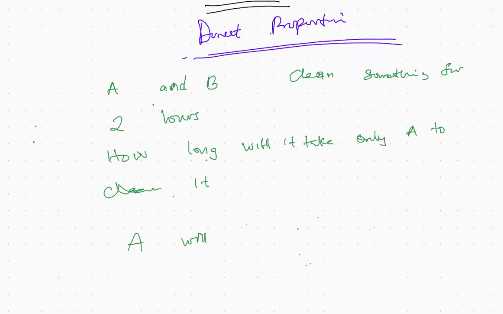If A and B take 2 hours to clean it, because two of them are working and it took them 2 solid hours to clean it, that means that if A is going to clean it by itself, it's going to take more hours. That's why A will spend 4 hours. So now, let me give you another one.